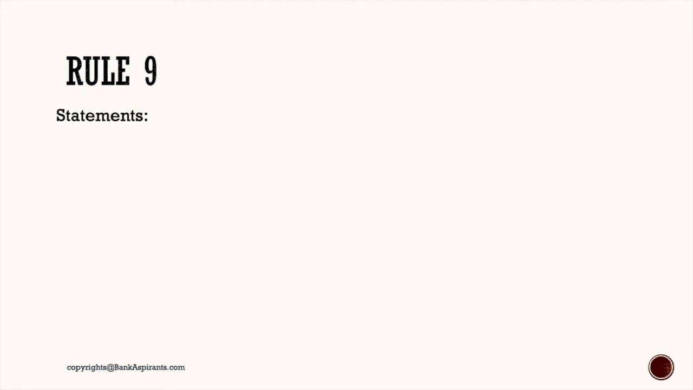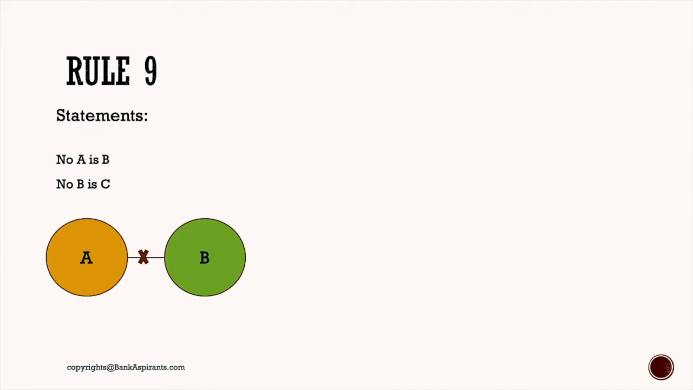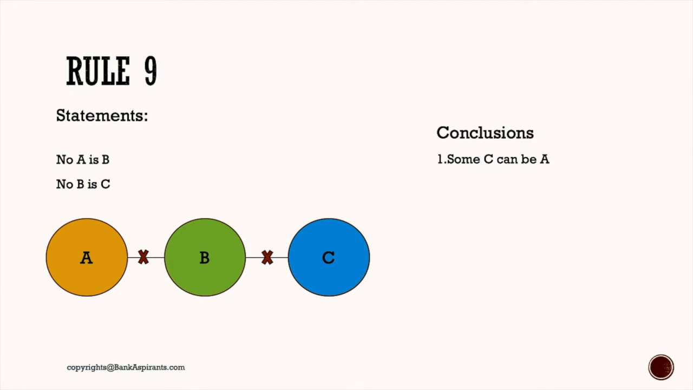Rule number 9. No A is B and no B is C. How will you draw it? There is no relationship between A and B and there is no relationship between C and B. But in the statement it is only given that there is no relationship between A and B and no relationship between B and C. A relationship between A and C is not given. So in the conclusion, we can say some C can be A because there is no relationship explicitly given in the statement between A and C. So we can say some C can be A is a possibility.